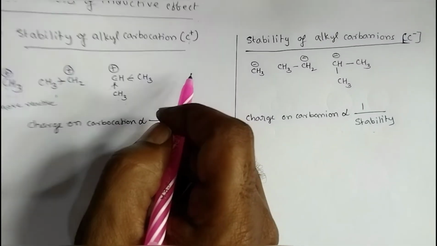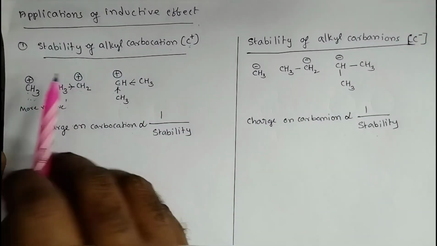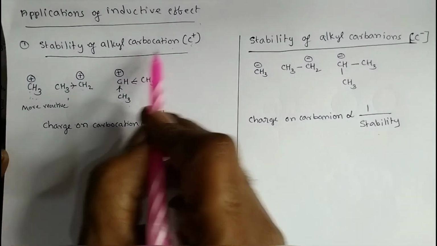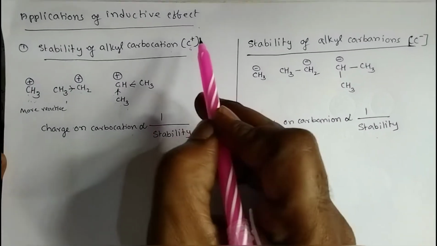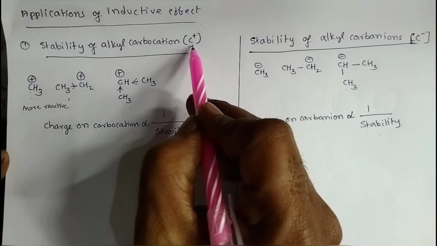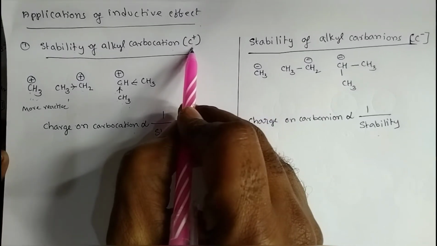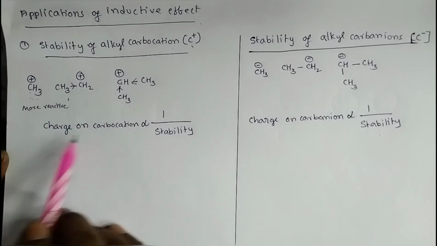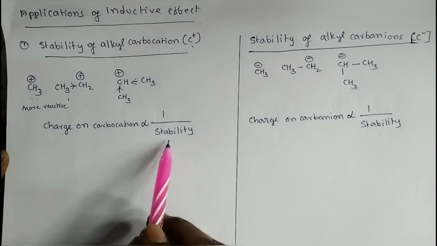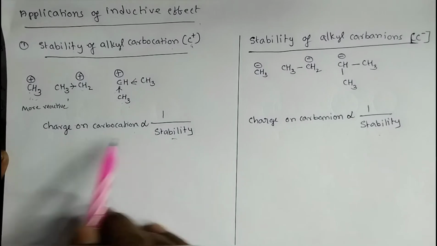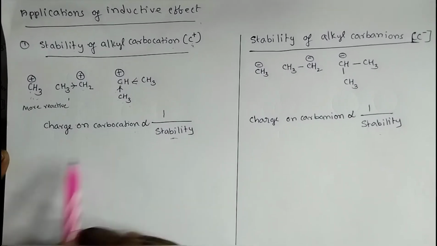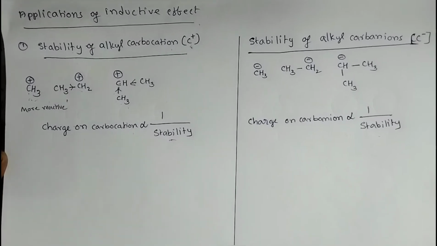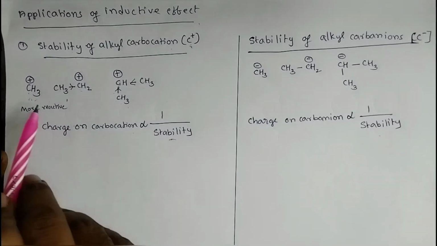Now let us see applications of inductive effect. In applications of inductive effect, stability of alkyl carbocation. Carbocation is denoted by C plus, which means this carbon has fewer electrons. You need to follow a simple trick to understand this stability order. Charge is inversely proportional to the stability. More charge, less stable. So by taking that point, we will discuss this.